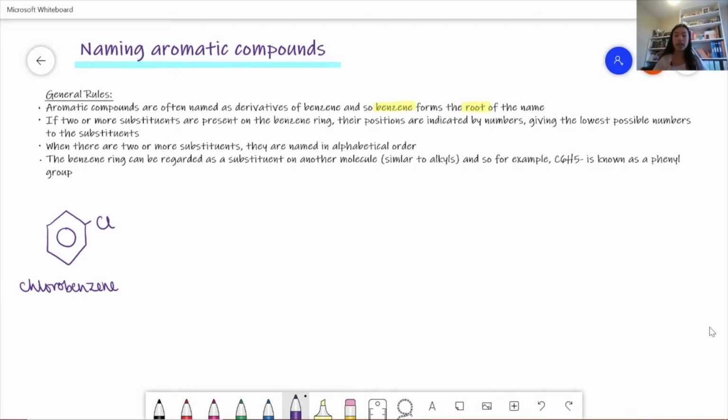We can also get benzene with a methyl group, and we call this methylbenzene. Like when we name branched alkanes or branched alkenes, we label the substituents, so this would be methyl. One thing to note about this is that we don't need a number because there's only one substituent. And this is actually also called toluene.